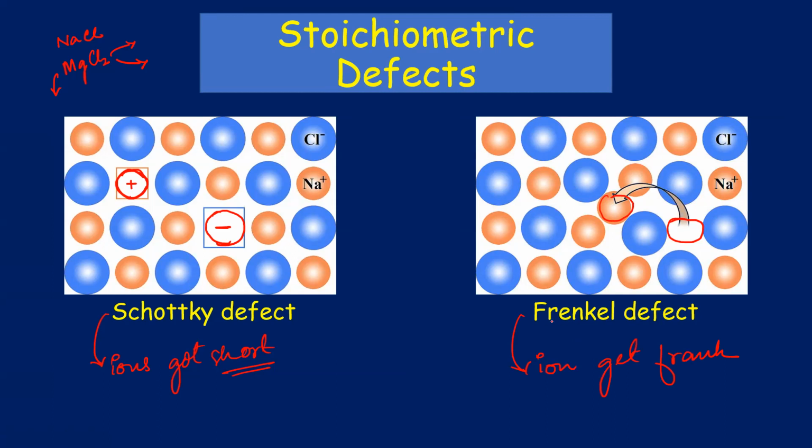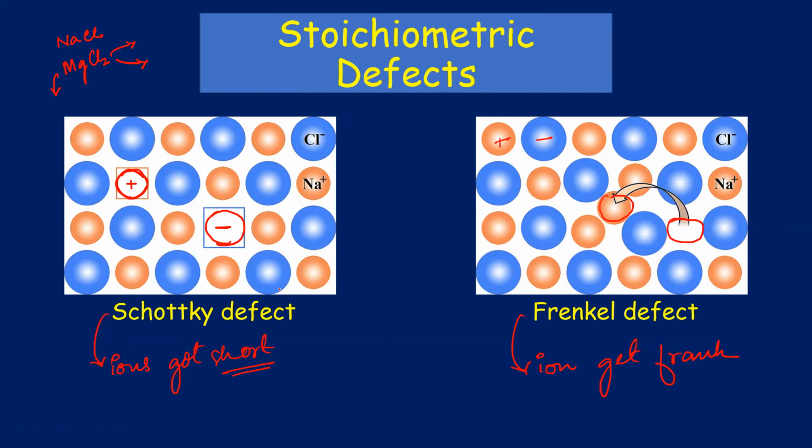Actually it is not like that. The name is Frenkel because Frenkel discovered it, and its name is Schottky because Schottky discovered it. So in Frenkel defect, what happens? Ions are getting frank. And please remember, which of the ions can move easily? The positive ion or the negative ion? Which will move easily? Tell me. Positive or negative?